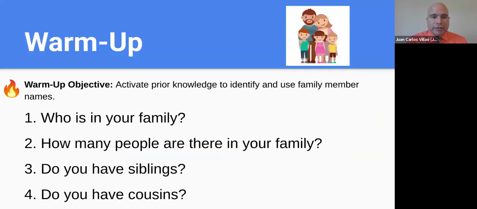All right, so let's go ahead and get into the warm-up. So the warm-up objective is you're going to activate your prior knowledge to identify and use family member names. Entonces, vamos a tomar en cuenta, utilice su conocimiento que ha tenido antes de esta lección para identificar y usar nombres de miembros de la familia.